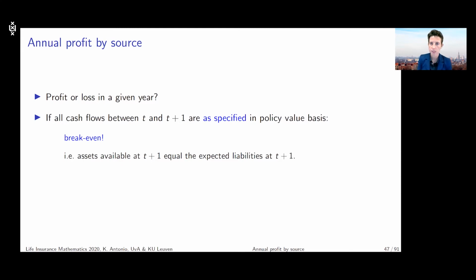Because what we can say is that if all the cash flows between t and t+1 would unfold as assumed, as specified in our policy value basis, then we're operating in a break-even situation, in the sense that the assets, the capital that we build up at t+1, is exactly equal to what we expect to need in terms of liabilities at t+1. And that's what our recursive relation was saying. On the left-hand side, that was the assets available at t+1. The right-hand side would be the expected liabilities at t+1. So if everything happens as assumed, we'll have a break-even situation there.